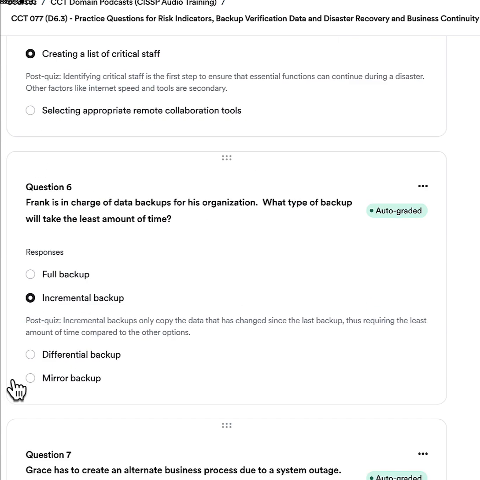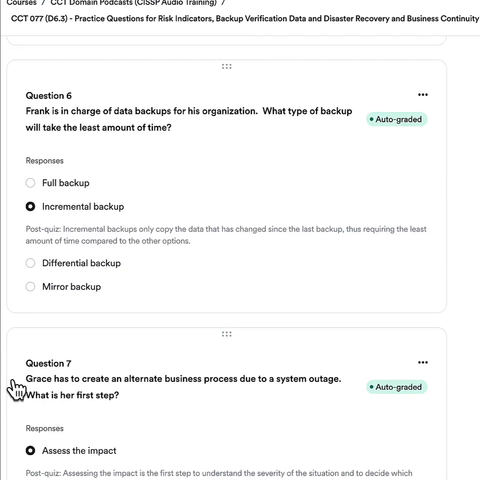Question 6. Frank is in charge of data backups for his organization. What type of backup will take the least amount of time? A, a full backup. B, an incremental backup. C, a differential backup. Or D, a mirror backup.